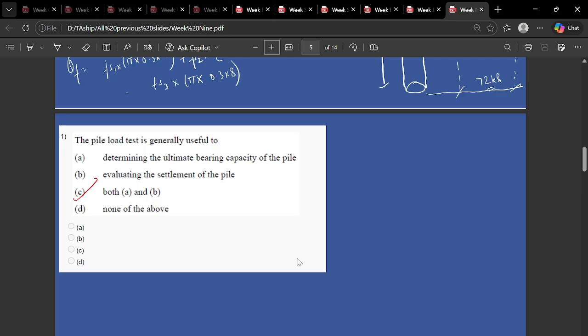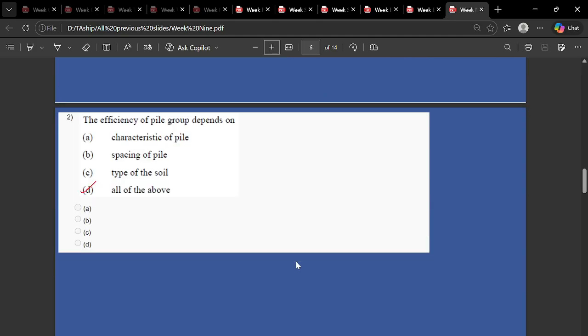So how basically you use the pile load test. The pile load test is basically utilized to evaluate the ultimate bearing capacity as well as to evaluate the settlement of the pile. The efficiency of the pile group basically depends upon both the characteristic of the pile, the spacing of the pile, and the type of the soil.